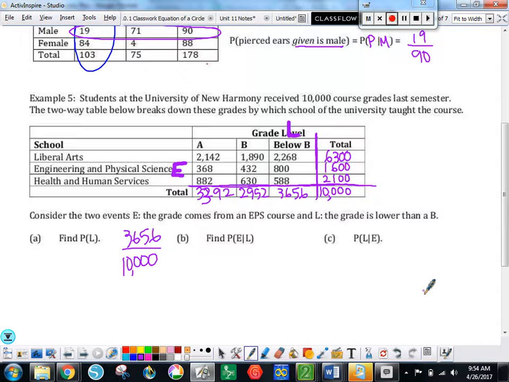Okay, part B, is this a marginal, joint, or conditional probability? Good, this one's conditional. In this particular group, am I only looking at the E, or am I only looking at the L? Both. I'm only looking at the L group. So given they're below a B, what's my denominator? So numerator, denominator. Given that they are an L group, what is that? 3656. What's the probability they were an engineer? 800 out of the 3656. Yes?